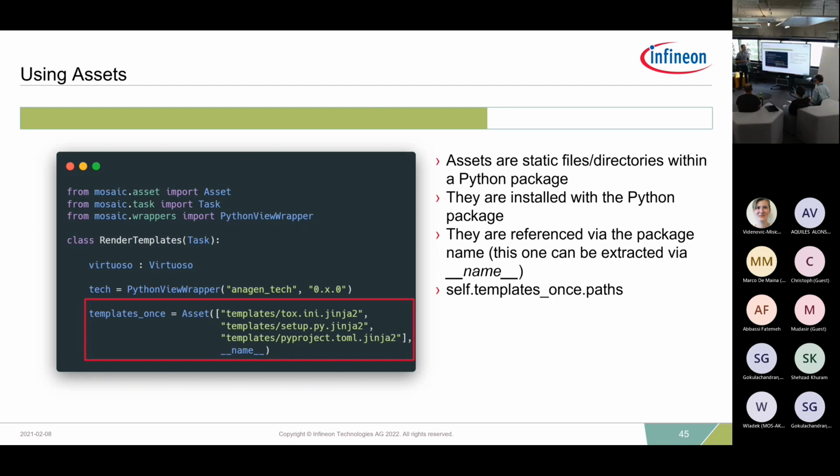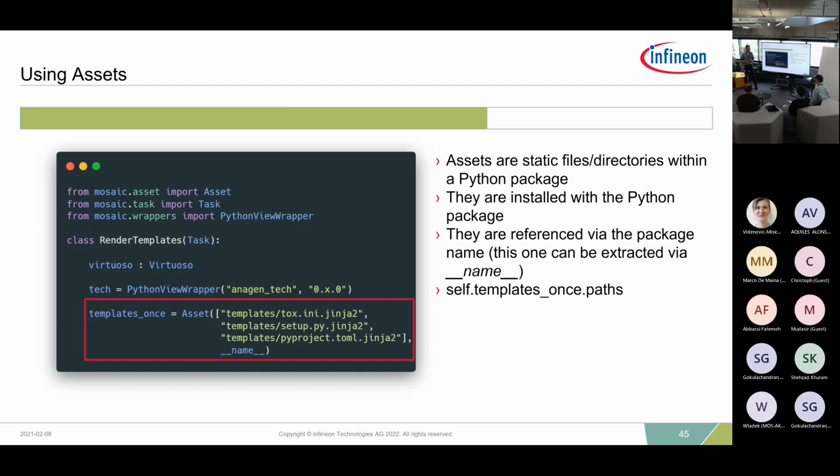And if you use, for example, a Python package, they would be installed with this Python package. This is also why, for example, here I have this example that I'm using for the schematic generator to render a few files. And I deliver some template files with it. I can just use this asset class and give an array of files that I want to package with this generator or with this task.